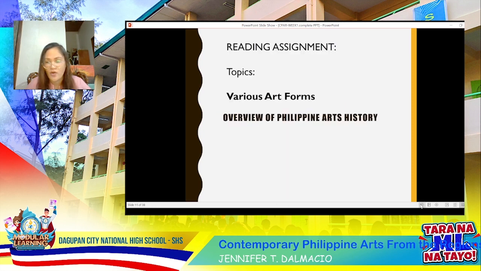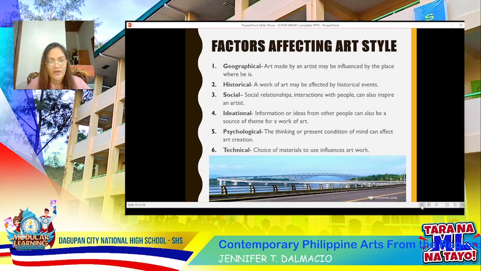Oh, let me go back to that. We also have ideational. That is when the information or ideas from other people can also be a source of theme for a work of art.